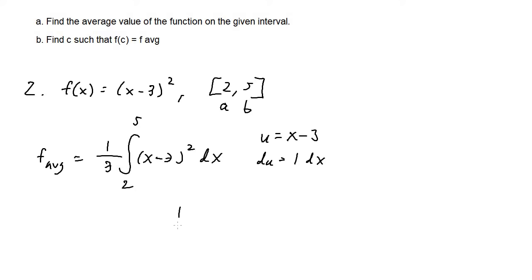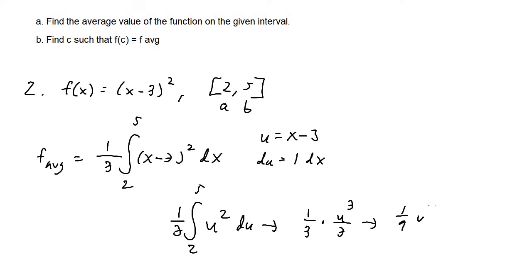So we get 1 over 3, times the integral from 2 to 5 of, we made x minus 3 our u, so we have u squared times dx, which dx is just equal to du, so we have u squared du. So then we have 1/3 as a constant, the integral of u squared is u cubed over 3. So then we have 1 over 9 times u cubed. Now I can go ahead and substitute back the u. So we have 1 over 9 times (x minus 3) cubed. So now I can go ahead and evaluate from the bounds of 2 to 5.